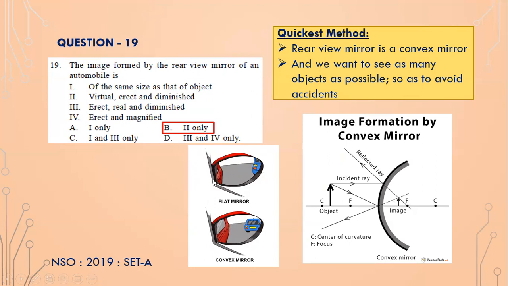Say in the rear view mirror, if the rear view mirror was completely flat, you would see only a portion of the car. But because the rear view mirror is a bit convex, a bit curved, you will see more portion of the car. So in the rear view mirror, you will see many objects as compared to a flat mirror, and that's why rear view mirrors are a bit convex, so that you can see as many cars as possible which are behind you.